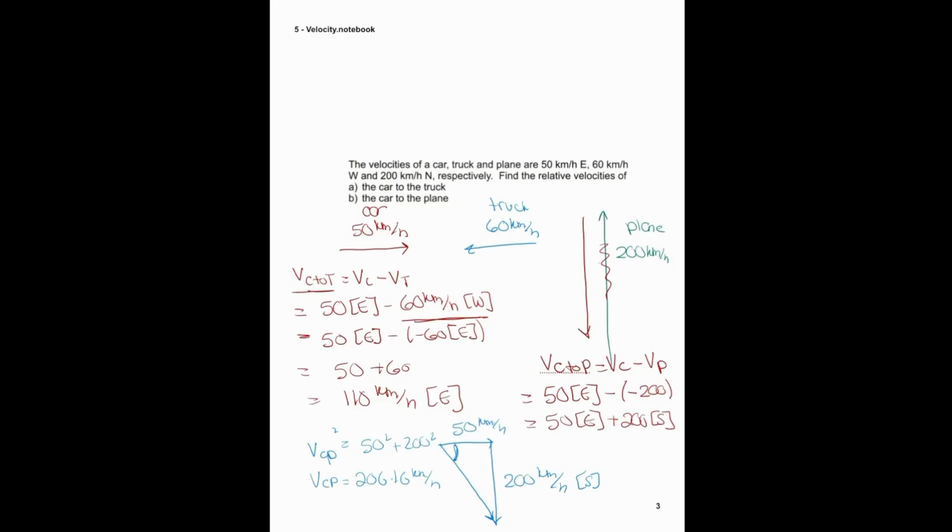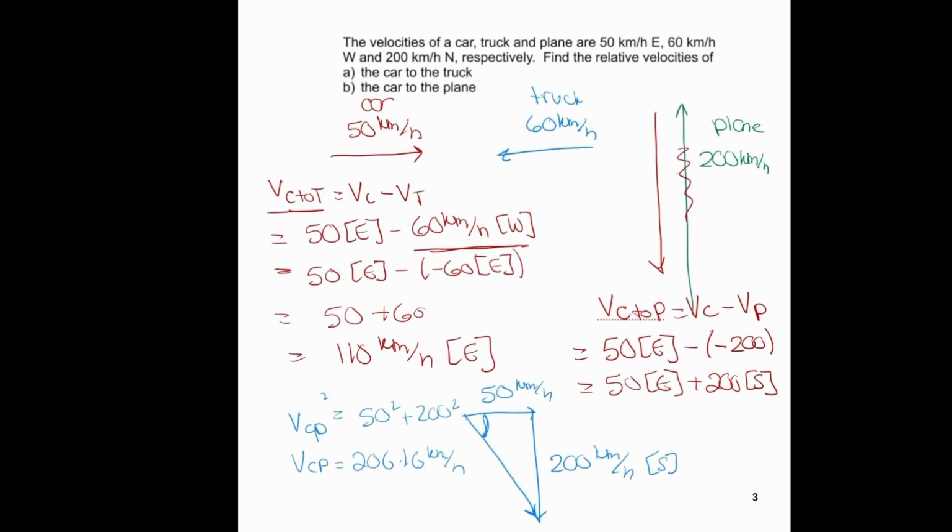Now we need to know the direction. To do that, I can use my tan. Let's make this a little bigger. Get my angle, tan theta is equal to my opposite over my adjacent, 200 over 50. So theta will be equal to 76 degrees. So we can say that the velocity of the car relative to the plane is equal to 206 kilometers per hour, and that will be east 76 degrees south.